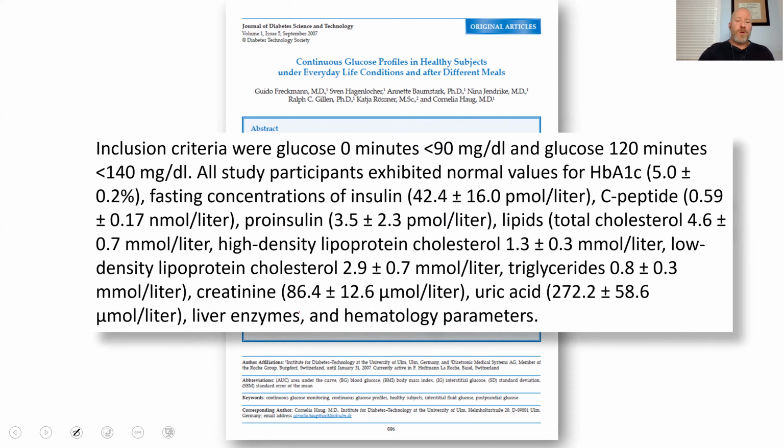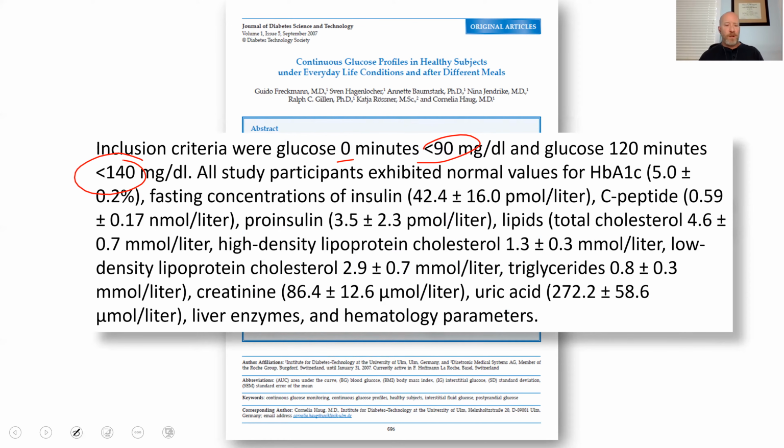When they did the oral glucose tolerance test, they're at 0 minutes. Anybody that in this study had a fasting glucose below 90. Well, I just said that that's optimal. These were healthy people. After 120 minutes of glucose tolerance test, their glucose had to be under 140.